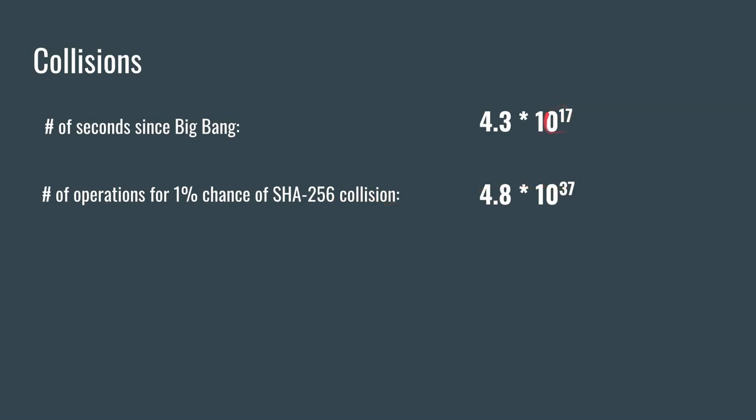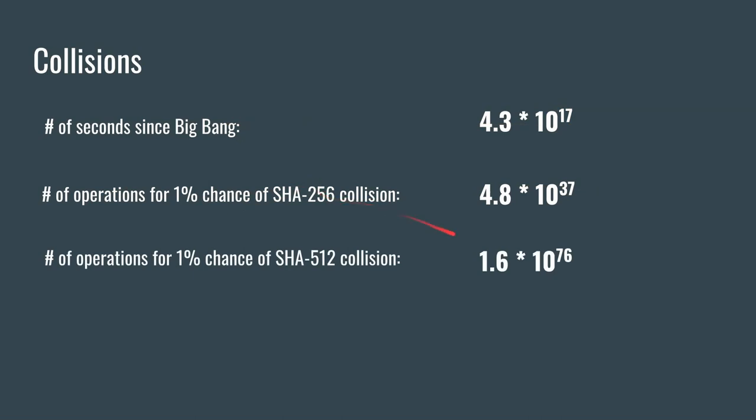So even if you were doing thousands of computations every second since the beginning of the Big Bang, you still wouldn't be close to generating a SHA-256 collision. For a SHA-512 collision, it's around 10 to the 76, which is just shy of the estimated number of atoms in the universe. So these are just astronomically large numbers. The way we avoid collisions is just by making the possible output space so large that you couldn't possibly hit another value.